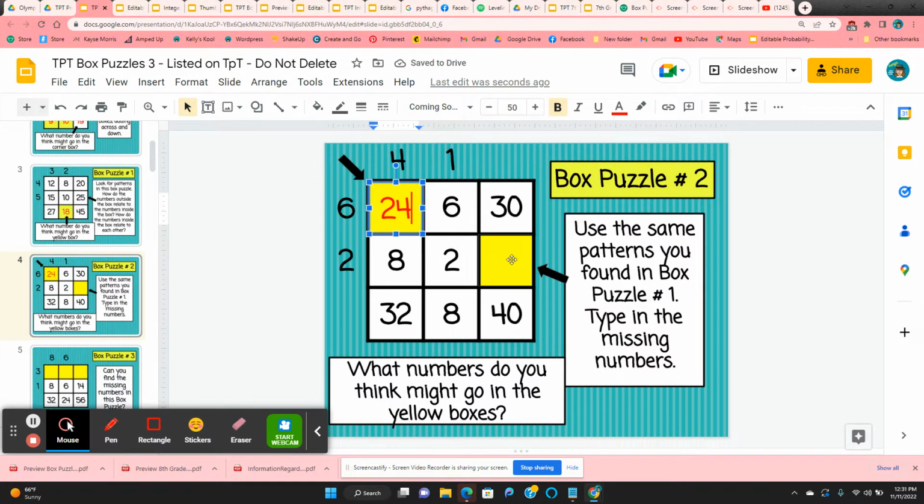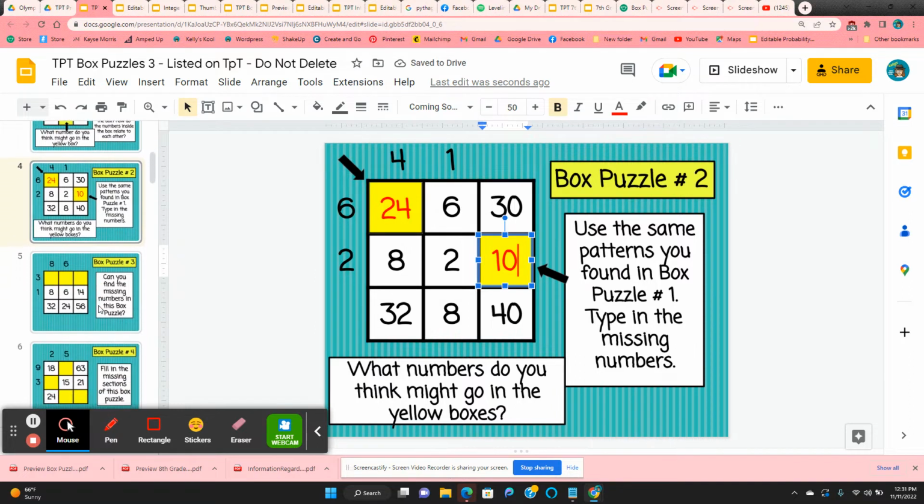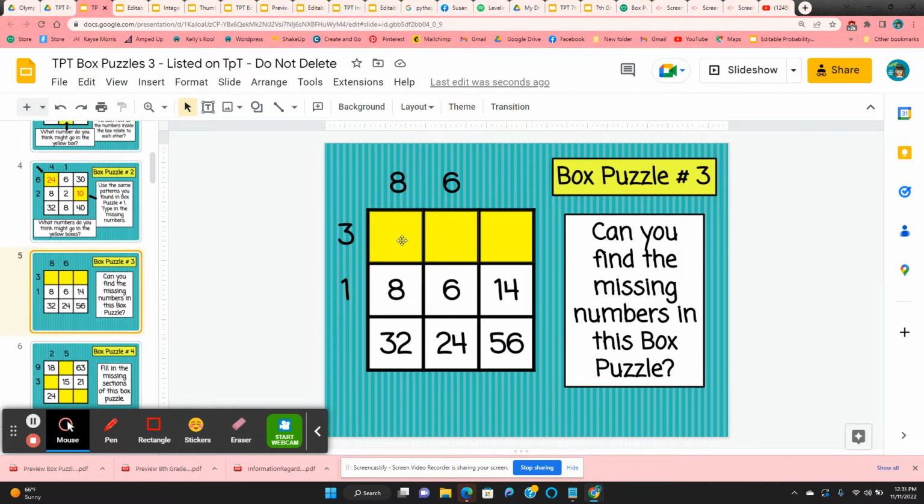And then this one, if they add going across, they're going to get 10. And it works because 30 plus 10 is 40. So just kind of play with numbers. So it's kind of fun for the kids.